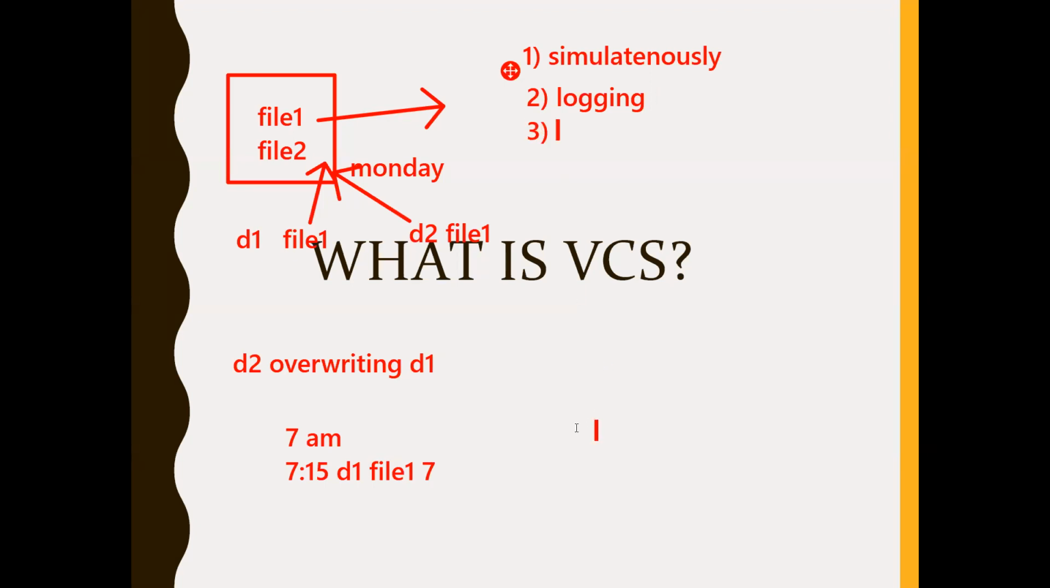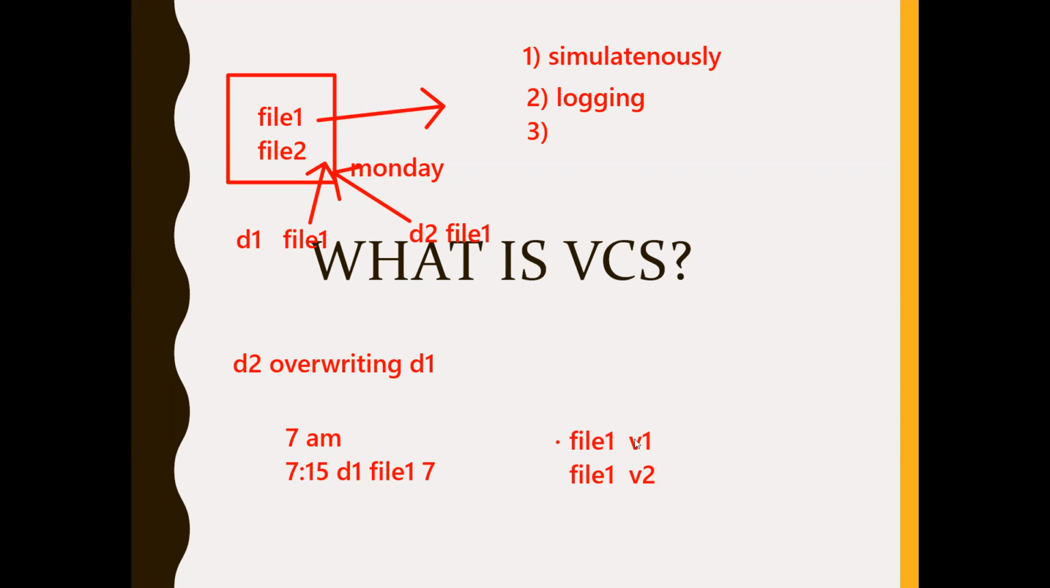There are also many other advantages. Let's suppose you are working on file 1, this is version 1. The client wants to make some modifications, and you edited the same file and made a new version. That means you have deleted or overwritten this version 1.